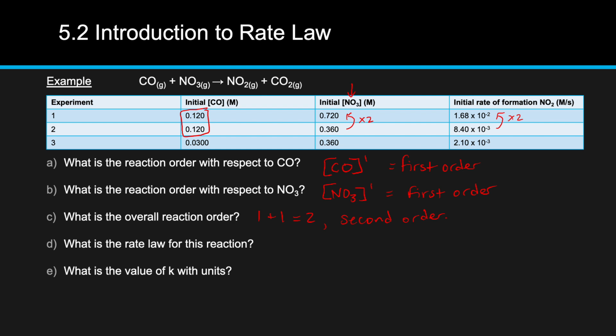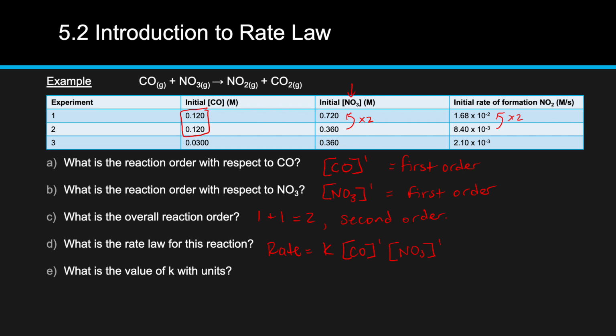And then D says, what is the rate law for this reaction? So when we are talking about rate law, we know that's going to be equal to K times the concentration of CO to the correct power. In this case, we know it's first order, so it's going to be raised to the first power. And then times the concentration of NO3, same goes for that one, it's first order, so it's going to be to the first power. Now, you technically do not have to write the ones. However, sometimes it's nice to write them just to remember that it's not to the 0th order, it's to the first order.